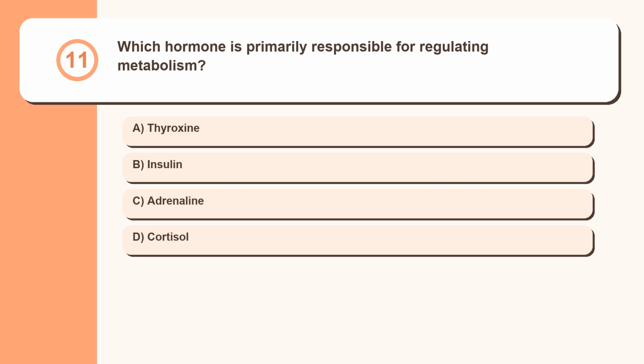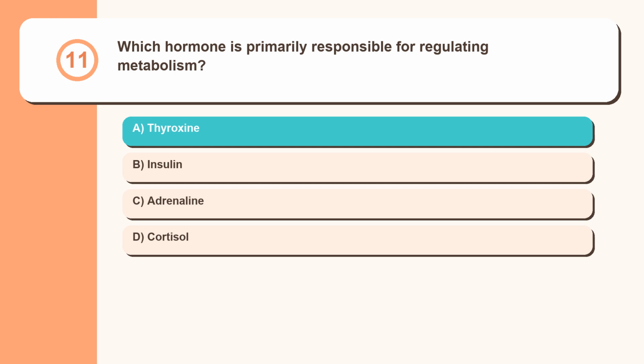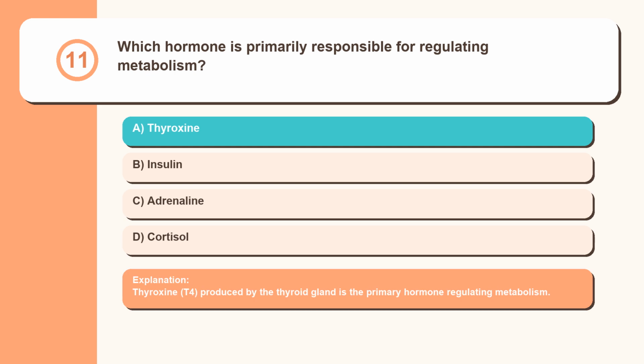Question 11. Which hormone is primarily responsible for regulating metabolism? Thyroxine, insulin, adrenaline, cortisol. Thyroxine, T4, produced by the thyroid gland is the primary hormone regulating metabolism.